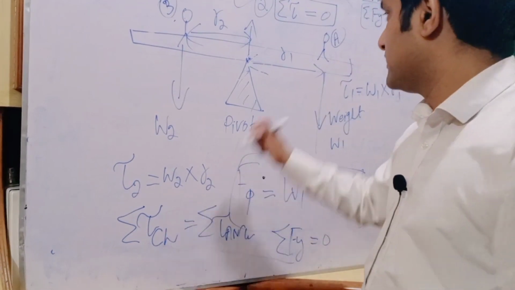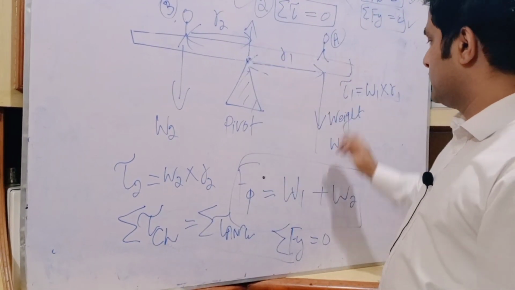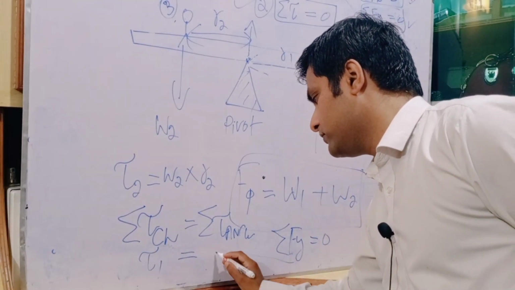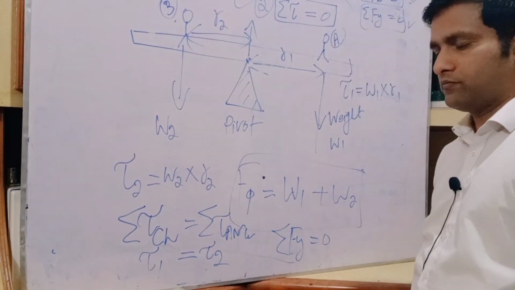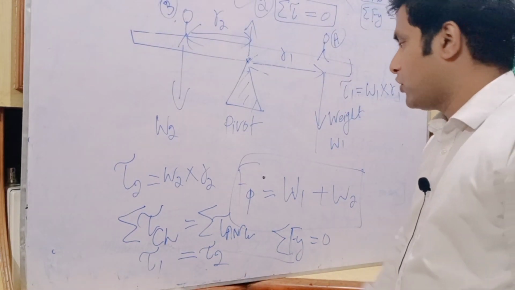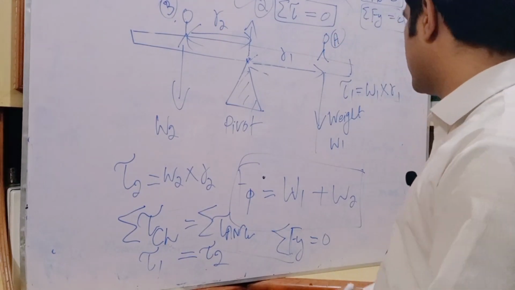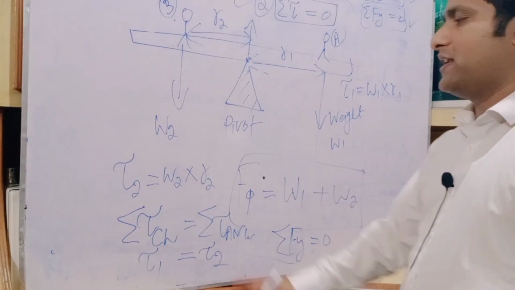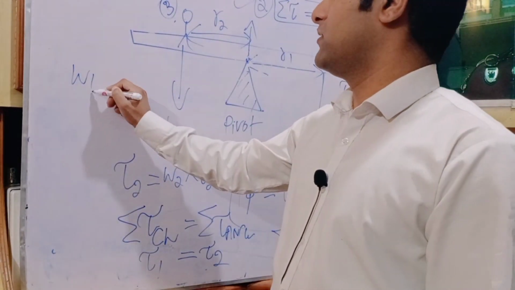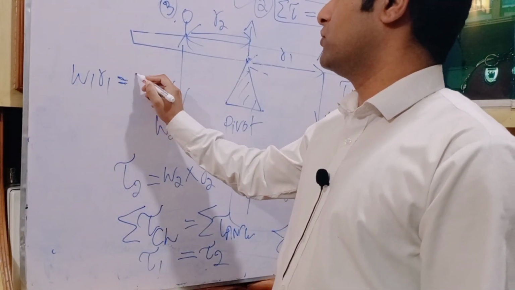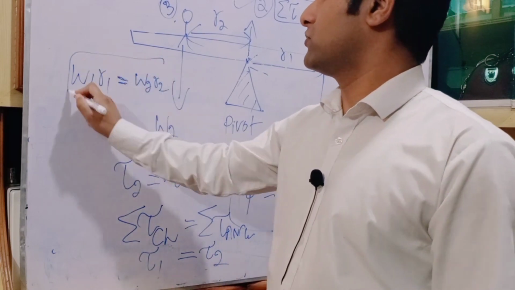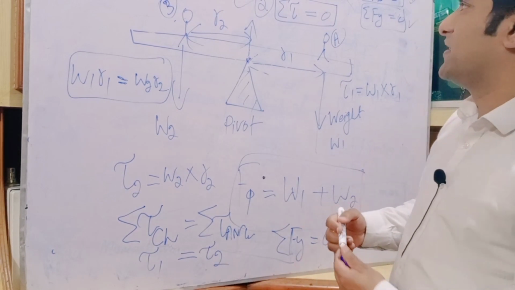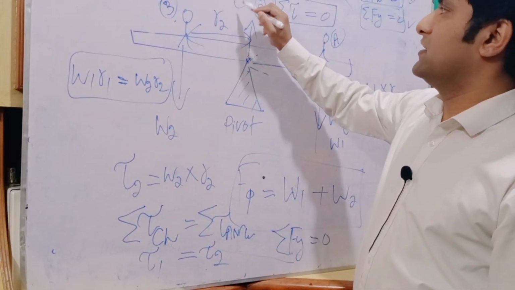So this is clockwise, so this T1 will be here. Torque 1 is equal to torque 2. Using this equation, what is torque 1? Torque 1 is W1 into R1. What is torque 2? W2 into R2. So this is very simple. This is the first condition, and this is the second condition.